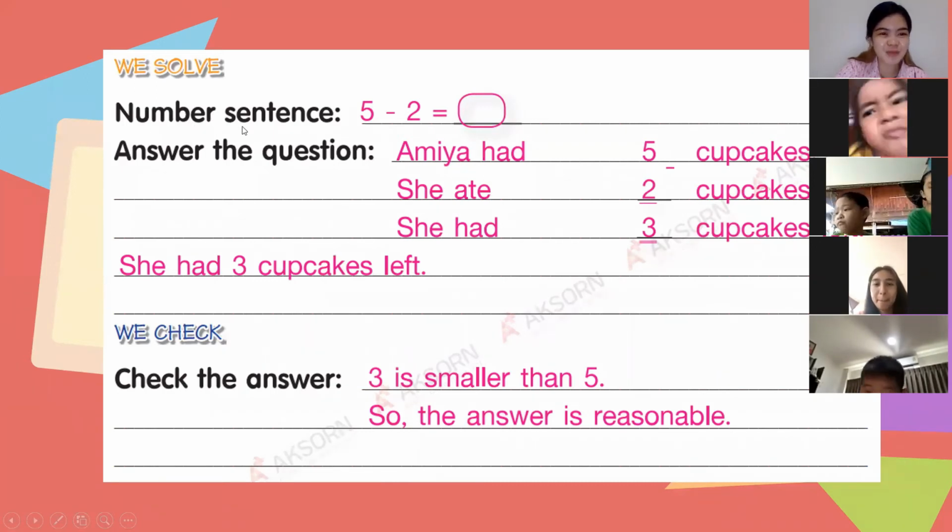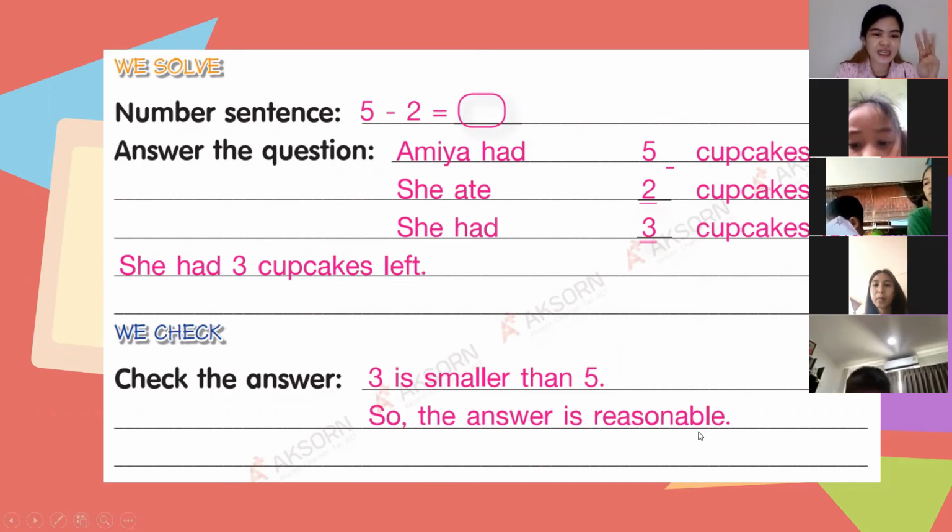So let's start it. Let's do it again. So number sentence, we're going to write it. So 5 minus 2 is equal to blank. So if we're going to answer the question, we're going to write Amia had 5 cupcakes. She ate 2 cupcakes. How many cupcakes does she have now? So she had 3 cupcakes left. So check the answer. 3 is smaller than 5, yes or no? Which one is smaller, 3 or 5? 3, right? So the answer is reasonable.